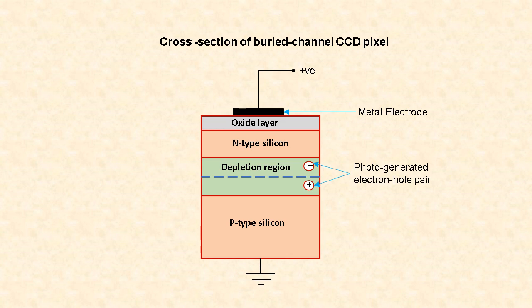It consists of substrate made of P-type silicon and N-type silicon. The depletion region consists of photo-generated electron-hole pairs. Above this, a thin layer of silicon dioxide, which is the insulator, is grown. Above the oxide layer, a metal electrode or gate made of polysilicon is placed. This entire structure is known as MOS capacitor, that is metal oxide semiconductor capacitor.